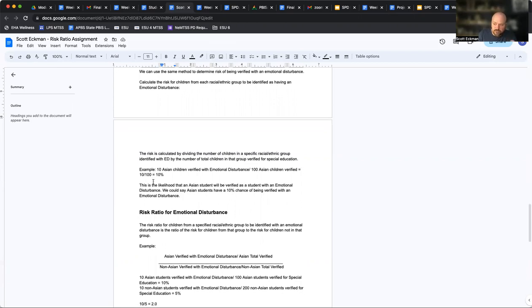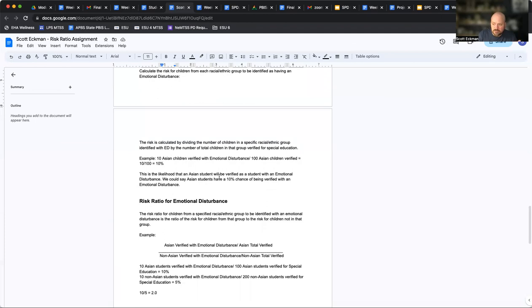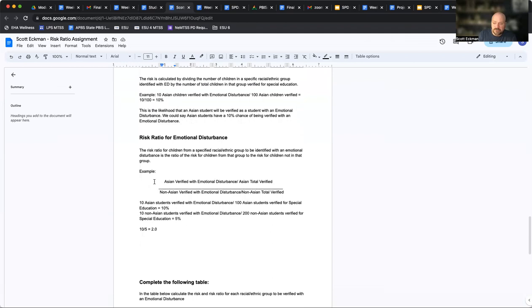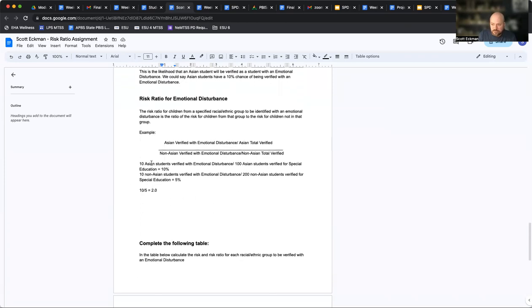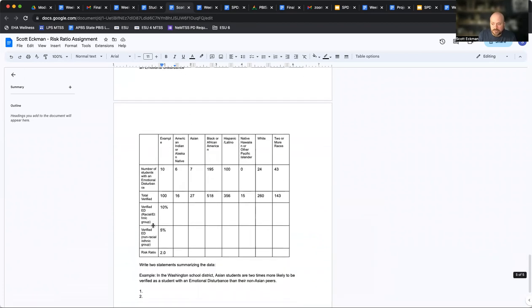So again, if we say we have 10 students, Asian students verified with emotional disturbance over 100 Asian students that are verified just in special education, that would be 10%. Likelihood that a student is verified as emotional disturbance, 10%. Risk ratio, same thing. So Asian students verified with an emotional disturbance over Asian total verified. Non-Asian verified with emotional disturbance over non-Asian total verified. So again, we would go through that, we divide, and we get the answer. So I put all the numbers here.